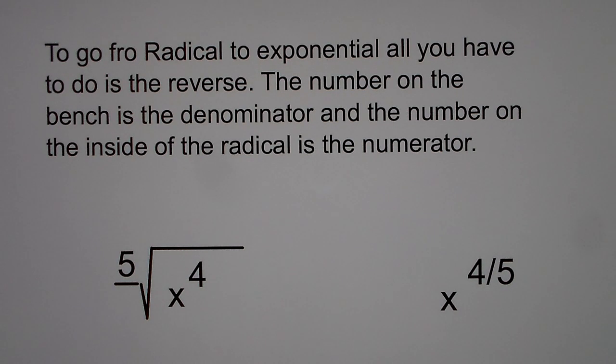Let's move on. Now our goal is to do the reverse. Go from radical form to exponential form. All you have to do is the reverse. So the number on the bench is the denominator of the fraction, and the number on the inside of the radical is the numerator. So if we have the 5th radical of x to the 4th, we write x to the 4th, what's on our inside, and then what's on the bench goes in the denominator. So you're going to take that number on the inside, put it in the numerator, and then divide it by the number in the bench. So x to the 4/5 power.